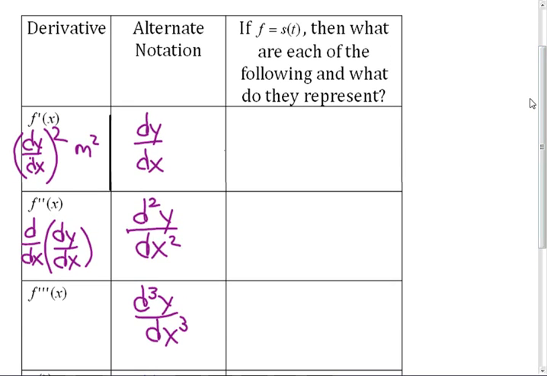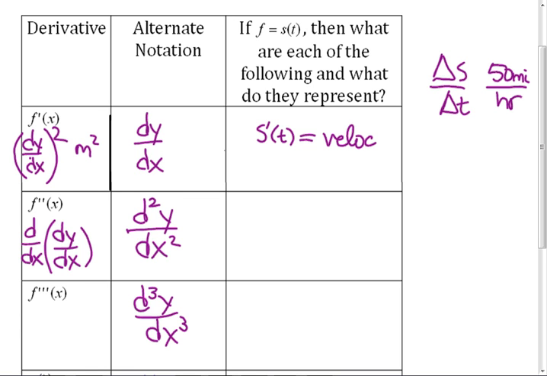If my function is position, what does the first derivative represent? That's the velocity, right? Because it's the change in the position divided by the change in time. That's what we mean by your speed. If you go 50 miles per hour, that means in 1 hour I've covered 50 miles. It's how fast your wheels are turning.